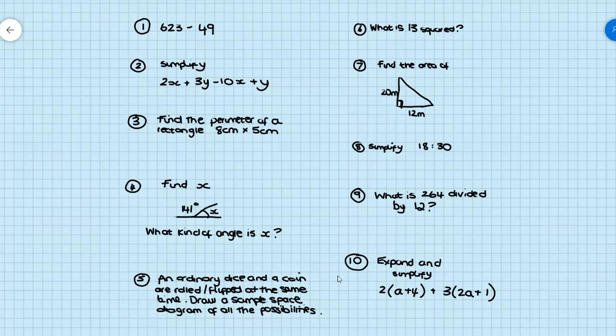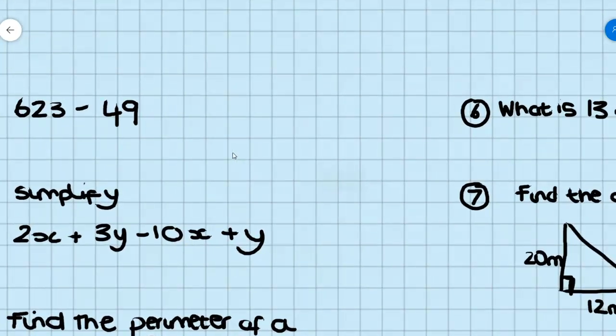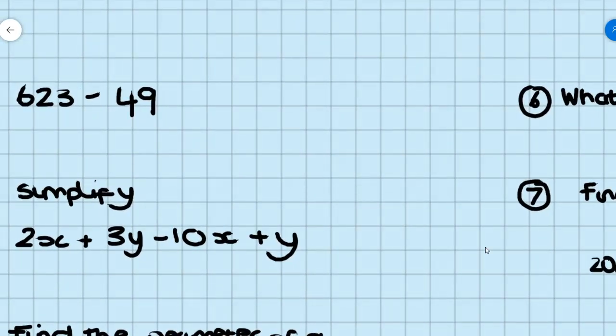So yeah, 10 questions. I'm going to look at this first one. I've got 623 minus 49. So it's just a nice subtraction to start us off. I'm going to set up my column: 623, 49, and I'm subtracting.